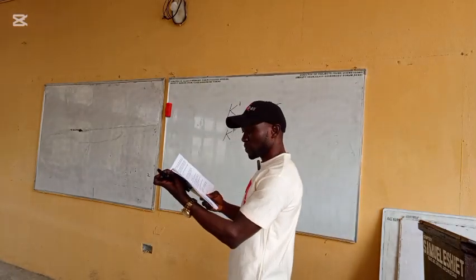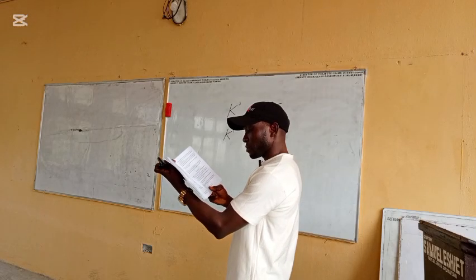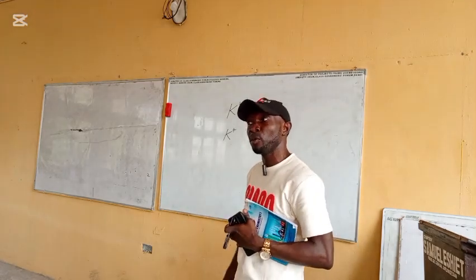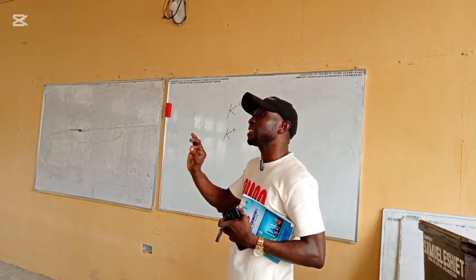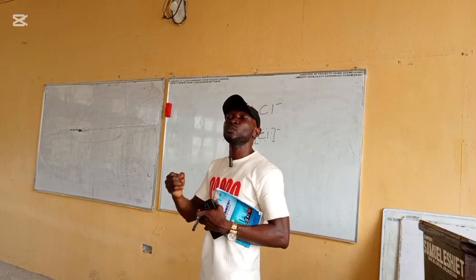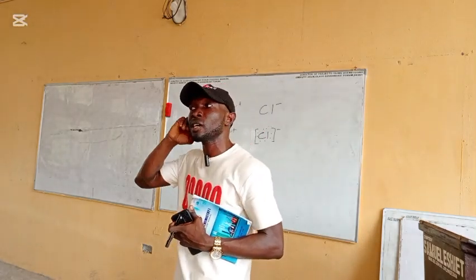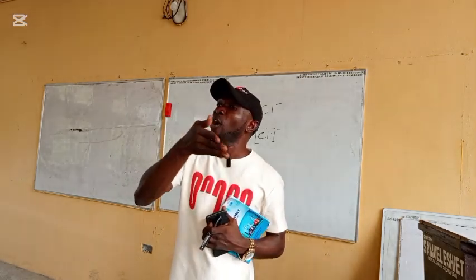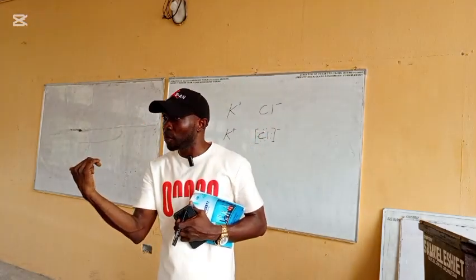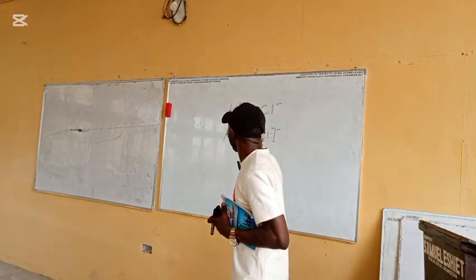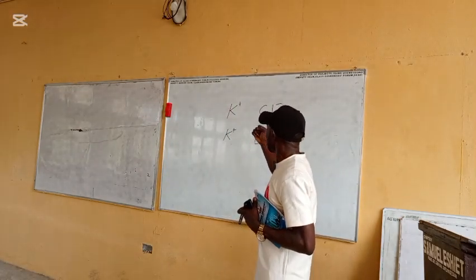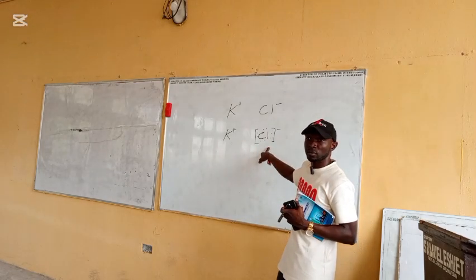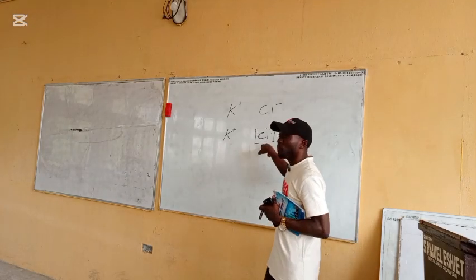The next question says, write the Lewis structure for the ionic compound potassium chloride in the box. Now, it is stated clearly here that potassium chloride is ionic. Now, we all know what happens in ionic bonding. There's a transfer of electrons from the metal to the non-metal. If you look at this vividly, you can see clearly that the metal is potassium, right? But the non-metal is chlorine, or the chloride ion. So this is the metal and this is the non-metal.